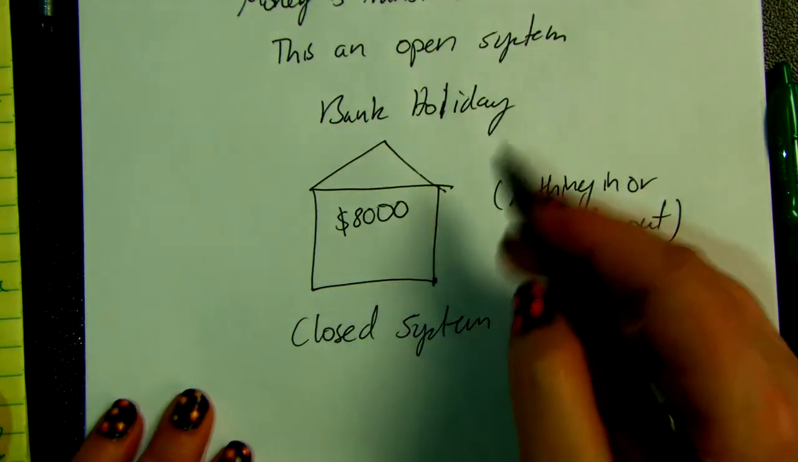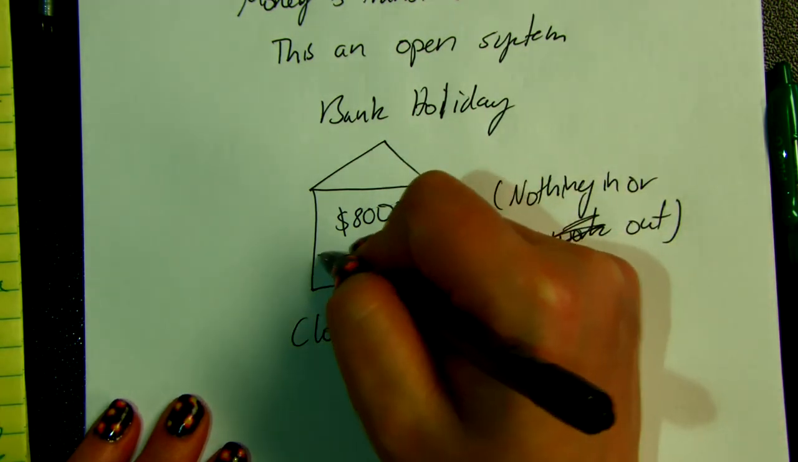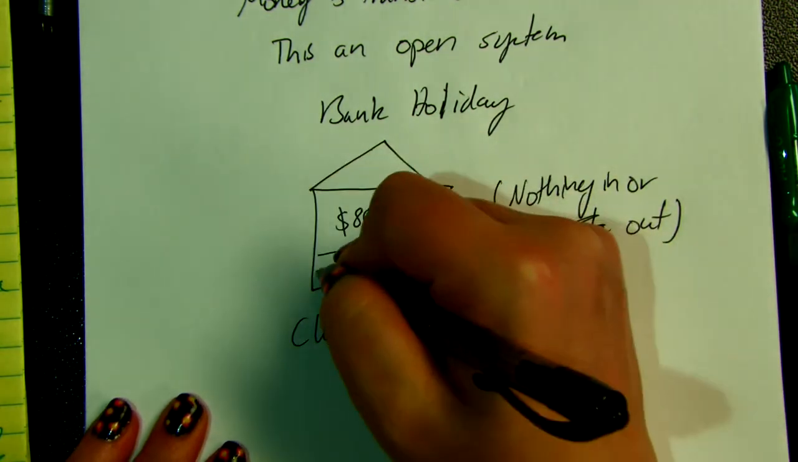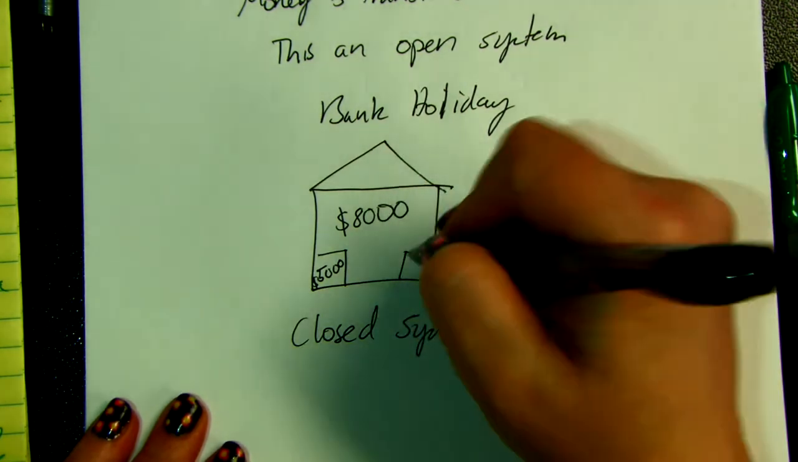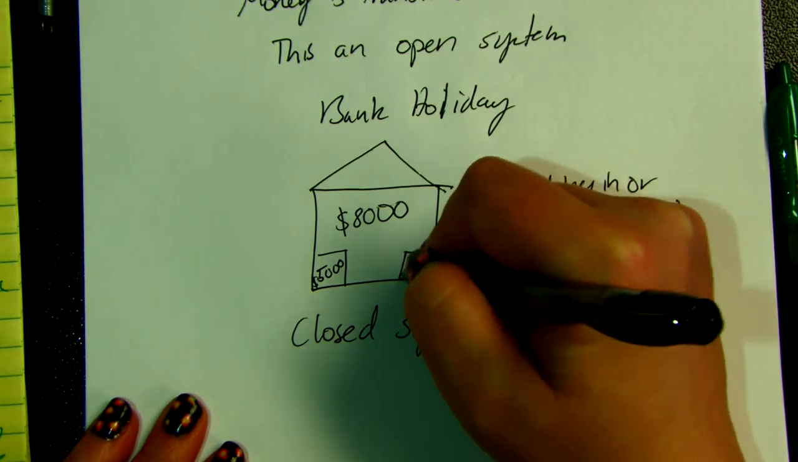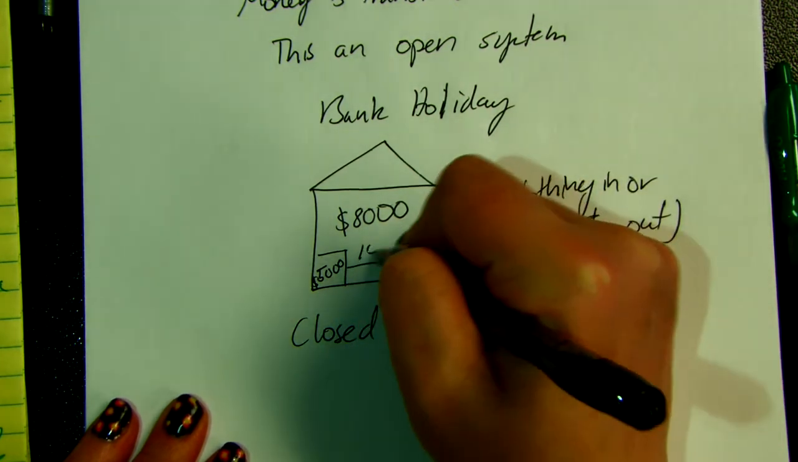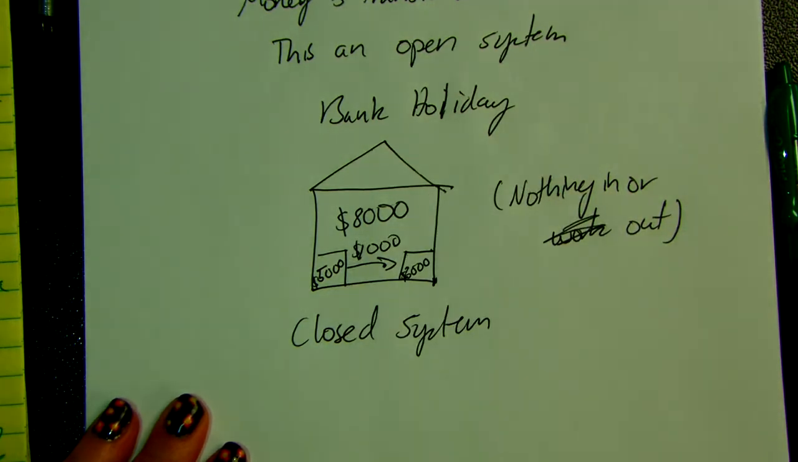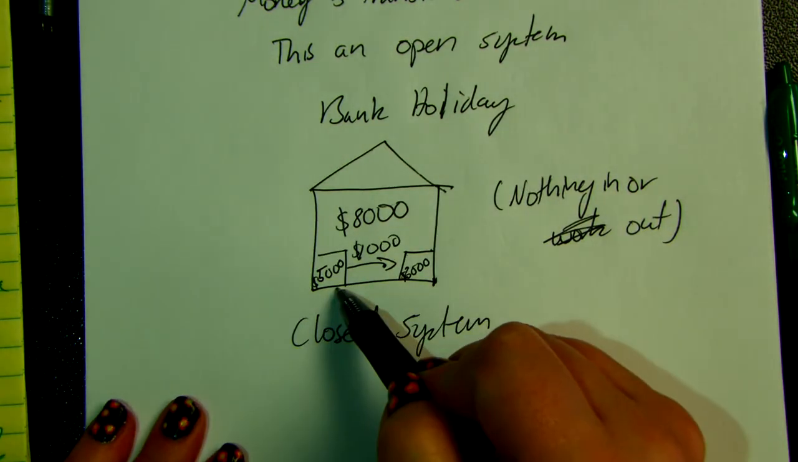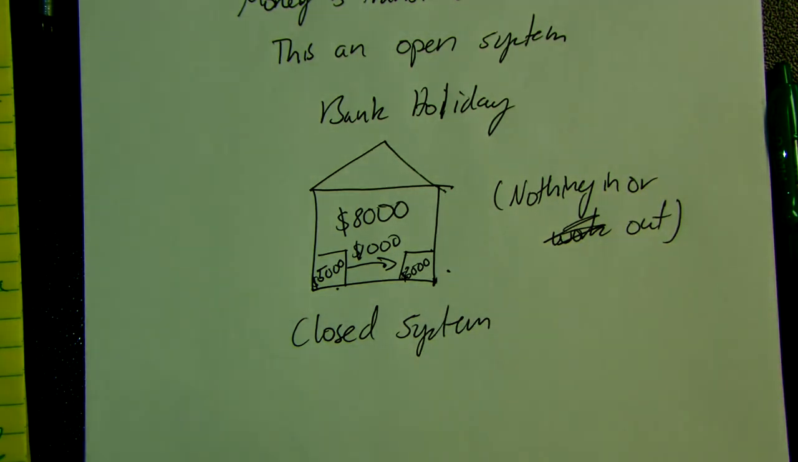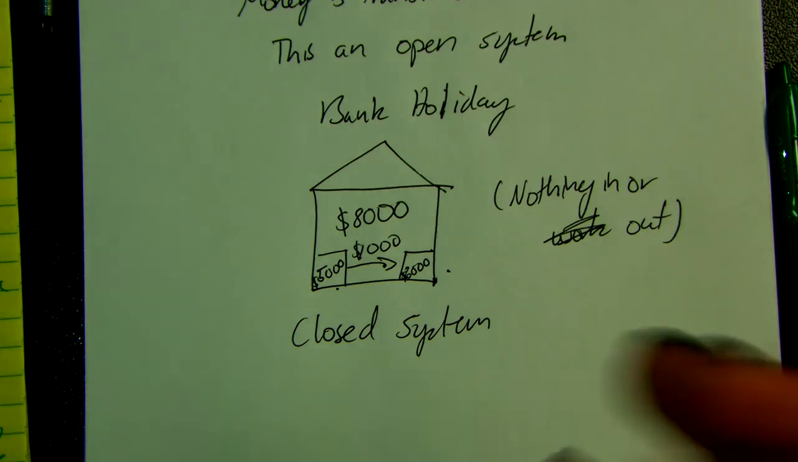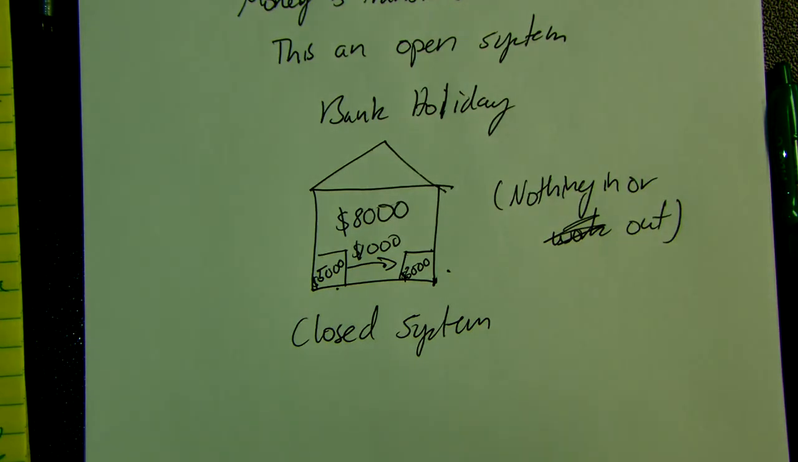Now, that being said, within this system, let's say you had 5,000 in this safe, and you had 3,000 in this safe. There's nothing to stop you from transferring an extra 1,000 into that safe. So there'd be 4,000 in this safe and 4,000 in that space. So within the system, there can be little transfers, but nothing is coming from the outside, and the total financial status of this particular bank on this bank holiday is $8,000.